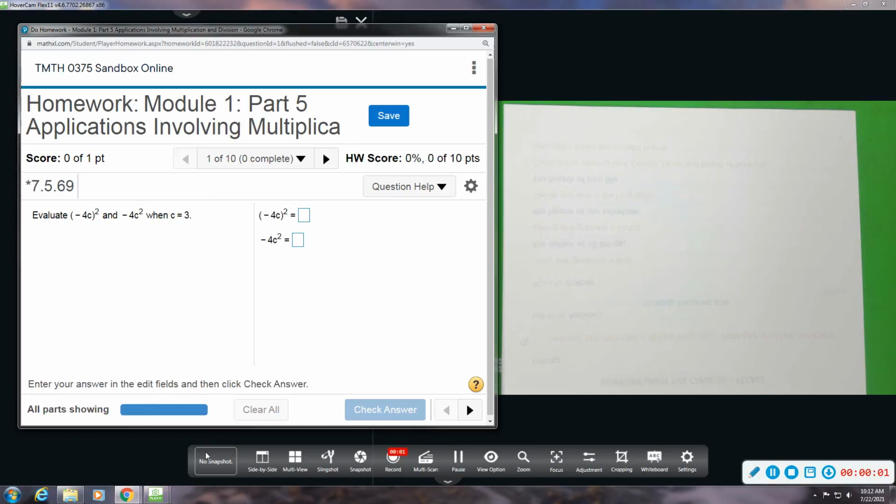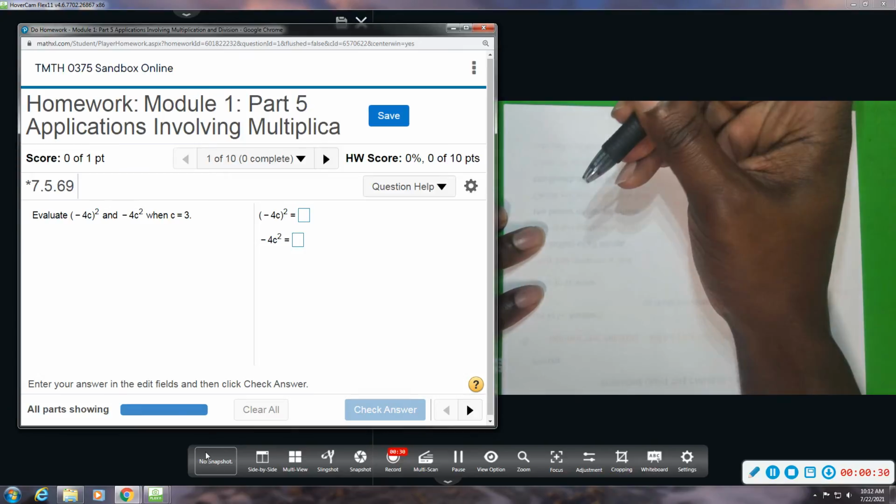All right, today we're going to be looking at applications of multiplication and division. In problem number 1, we want to evaluate negative, in parentheses, negative 4c, and then close parentheses, and then squared on the outside. And then we want to evaluate negative 4c squared, no parentheses, when c is equal to 3.